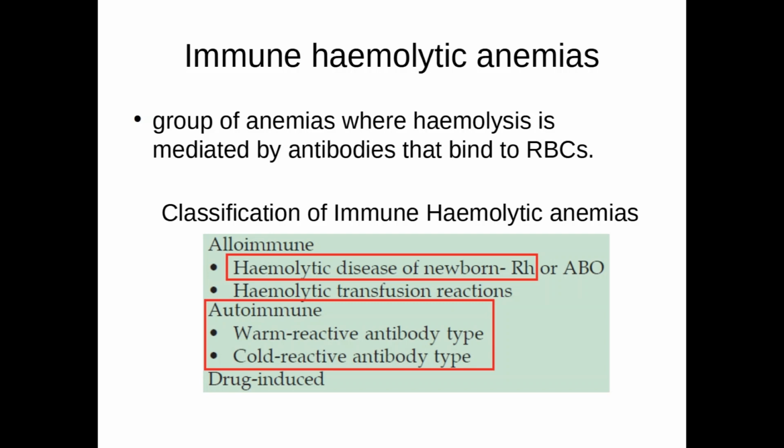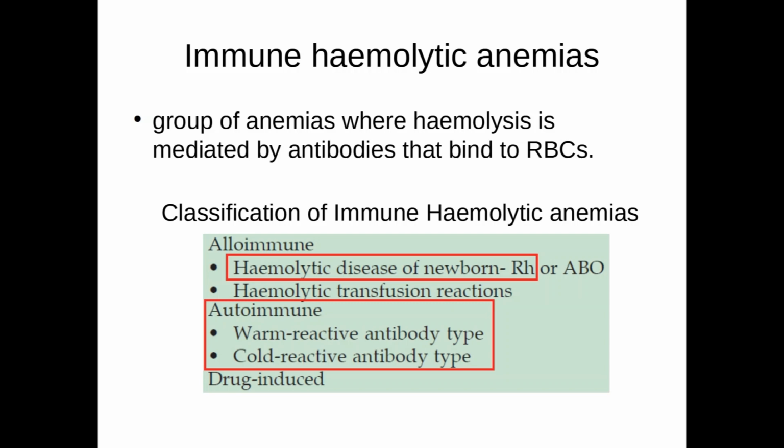Moving ahead, let us now discuss the last topic, that is immune hemolytic anemias, which contain two important diseases. One is hemolytic disease of newborn, the second is autoimmune hemolytic anemia. So immune hemolytic anemias are a group of anemias where hemolysis is mediated by antibodies that are bound to the RBCs. Hemolytic disease of newborn is the type of immune hemolytic anemia where the antibody that binds to the RBC is maternal in nature, whereas autoimmune hemolytic anemia is the type wherein the antibody binding to the RBC is self in nature.